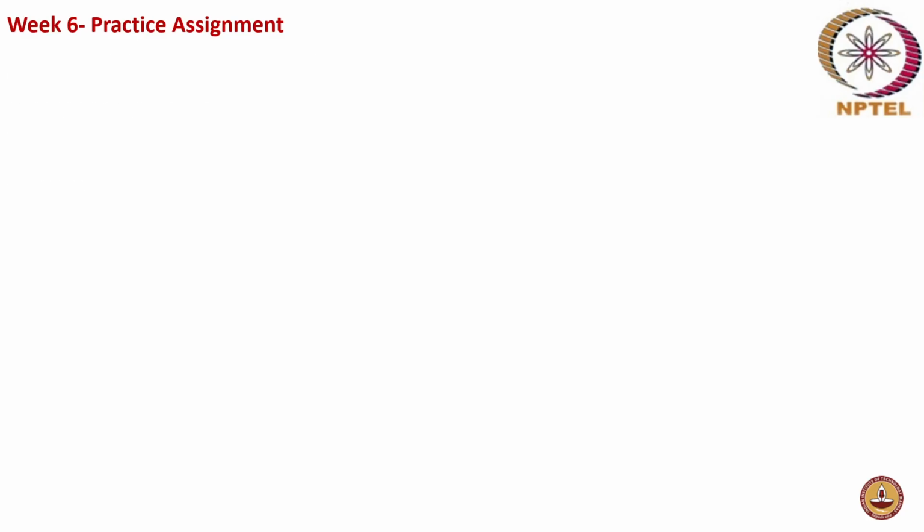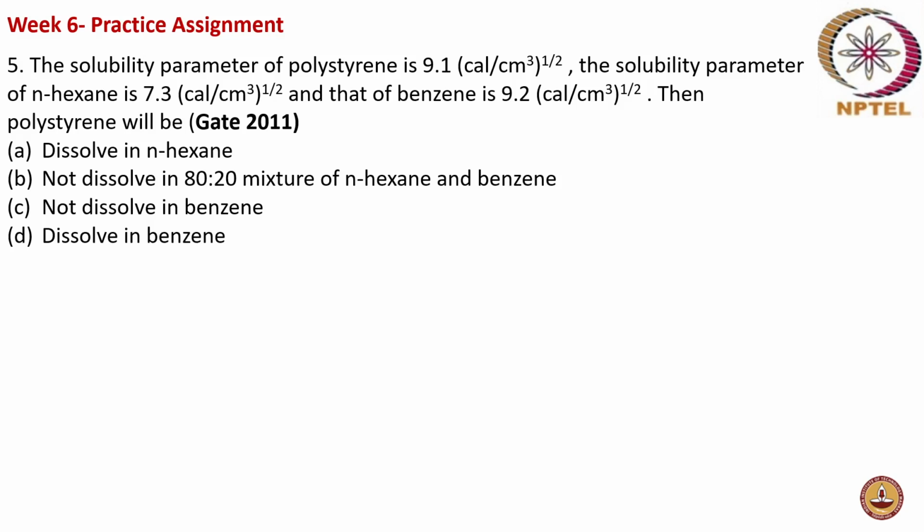Okay. Now, next question. The solubility parameter of polystyrene is 9.1 calories per centimeter cube power half. The solubility parameter of N-hexane is 7.3 and that of benzene is 9.2. Then polystyrene will dissolve in hexane, not dissolve in 80:20 mixture of N-hexane and benzene, not dissolve in benzene, or dissolve in benzene. Which one is the right option? This is again a GATE 2011 question.